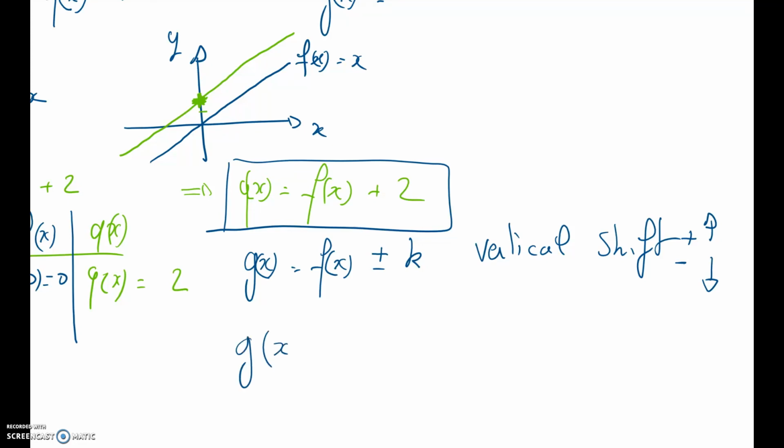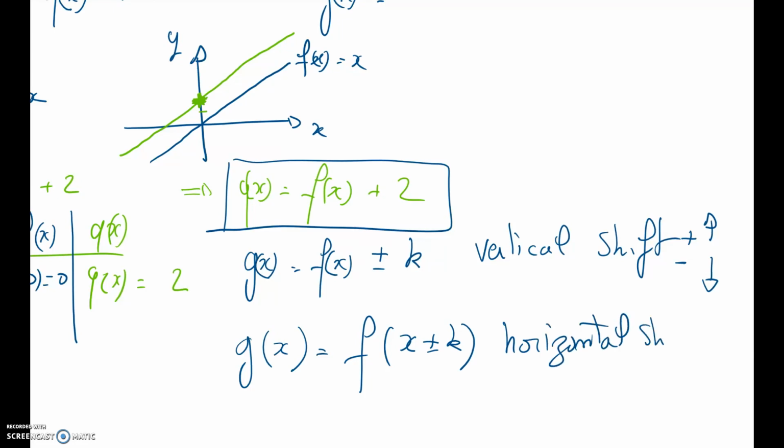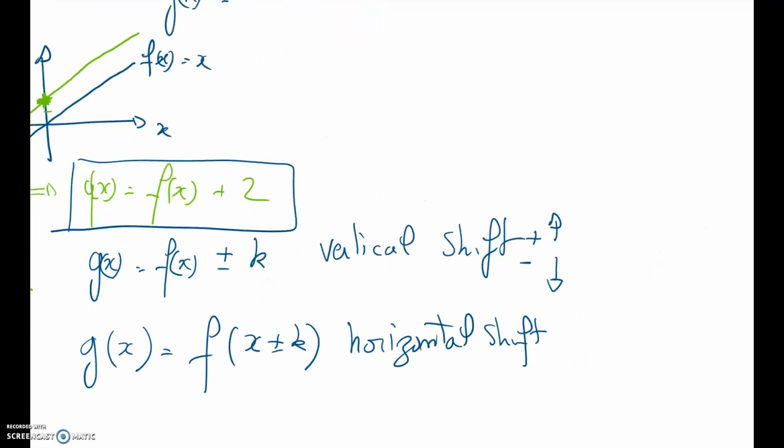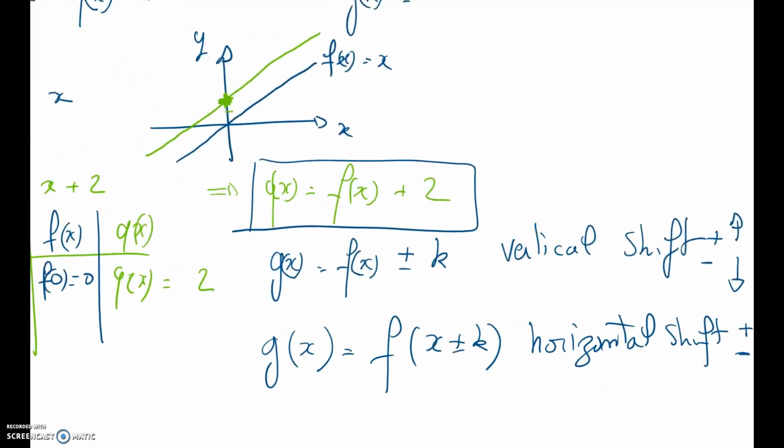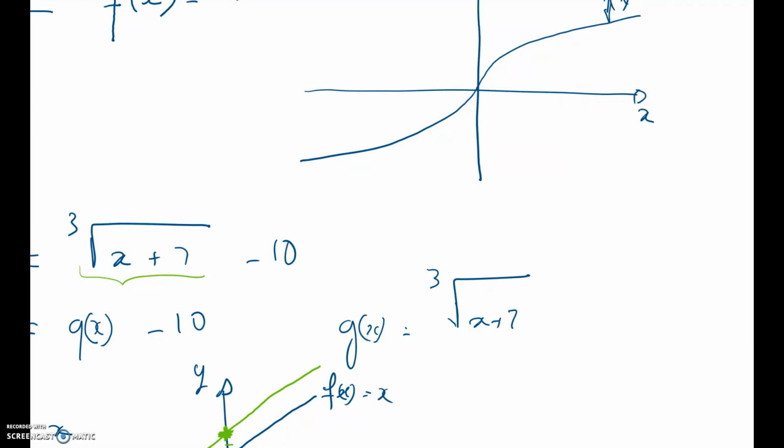have g of x equal f of x plus or minus k, now this time you got a horizontal shift. A horizontal shift. I will let you look at your lecture to tell me when it's plus, it is going to the right or to the left, it is going to the left. When it's negative, it is going to the right.